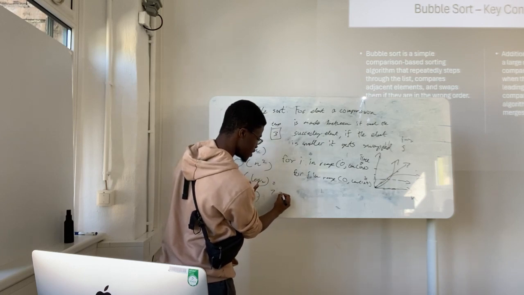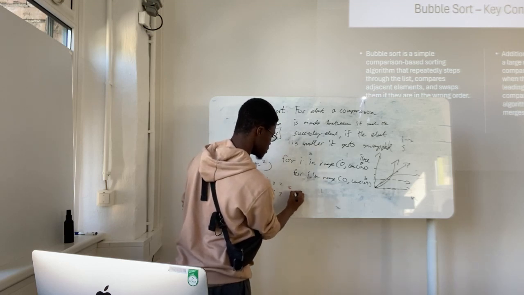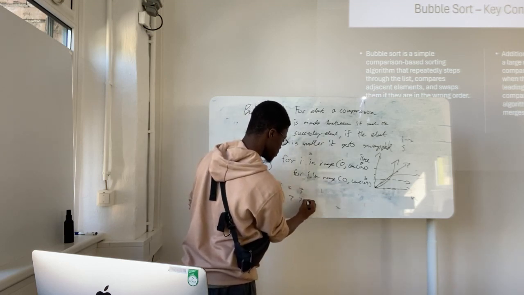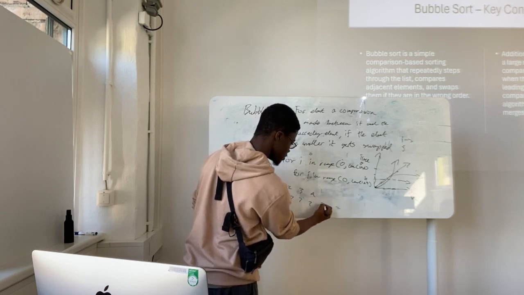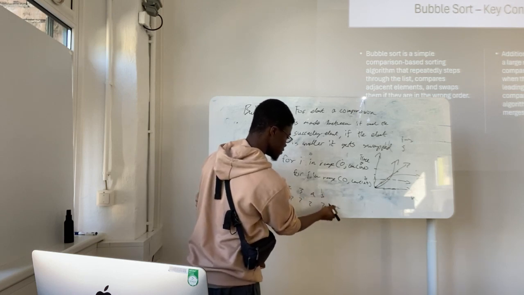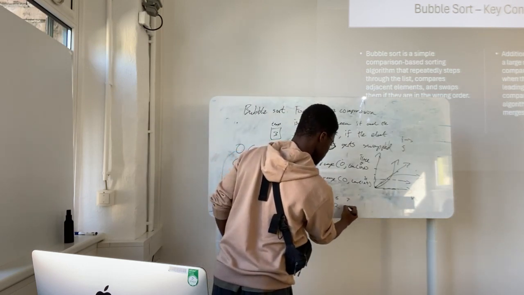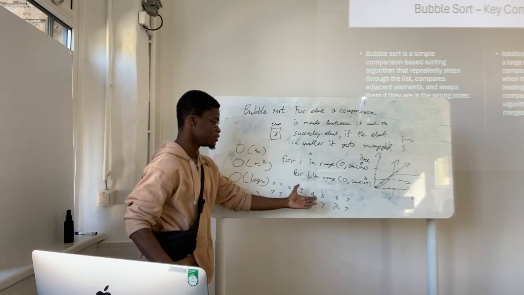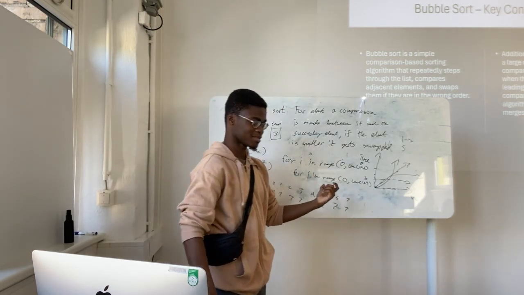It's going to iterate 7 times again. I is going to equal 1. It's going to iterate 7 times again. I is going to equal 2, then 3, then 4, then 5, and so on. It's going to do that 7 times, iterating 7 times each.